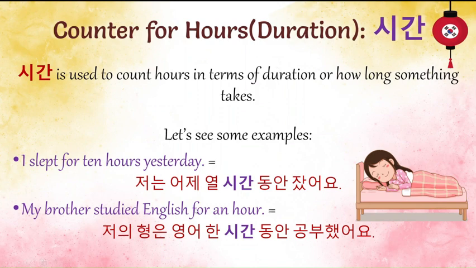So yesterday is 어제. 10 is 열. Now here, when we are talking about time duration, we use the counter 시간, not 시. Don't get confused. 시 is used when you want to indicate time in terms of o'clock, right? 7 o'clock, 9 o'clock. When you're talking about time duration, we use 시간 for hours. Okay? So 10 hours, 10시간. For 10 hours, 10시간 동안.